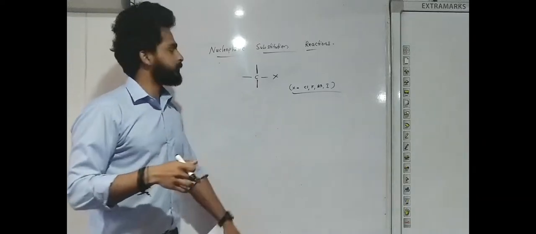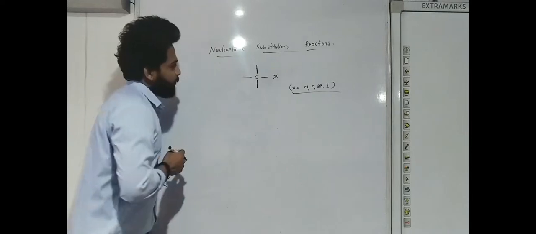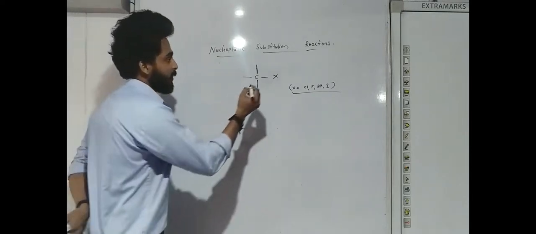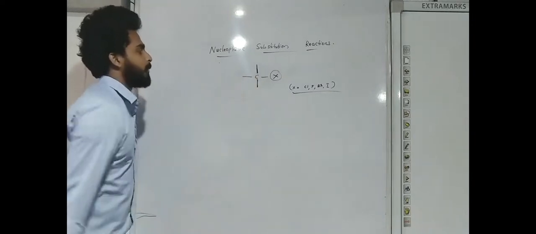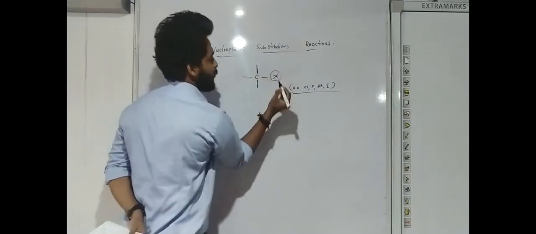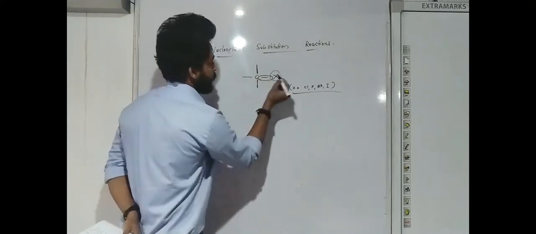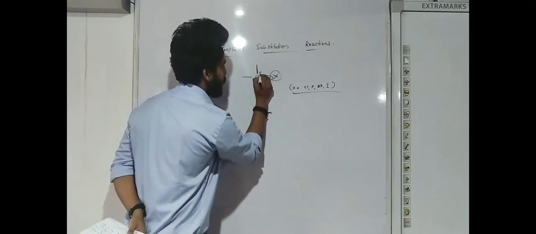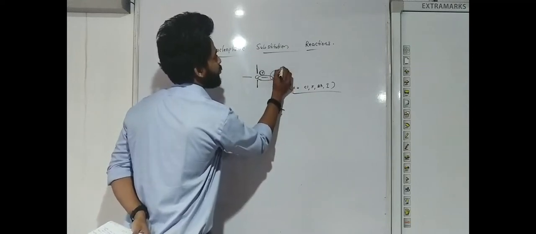Students, today we are going to discuss something about nucleophilic substitution reactions. Here, this is an example of an alkyl halide. The halogen is more electronegative compared to this carbon, so we can say this carbon-halogen bond is more polar. Due to that, carbon will get a partial positive charge and the halogen will get a partial negative charge.